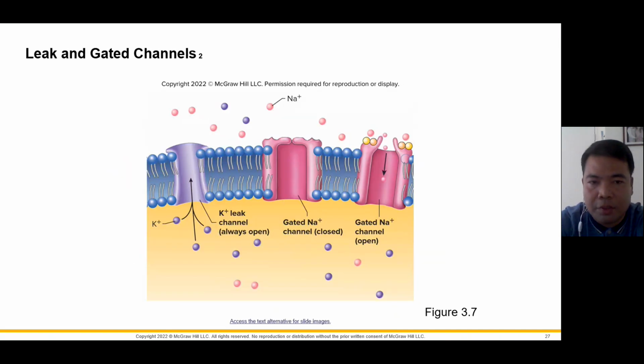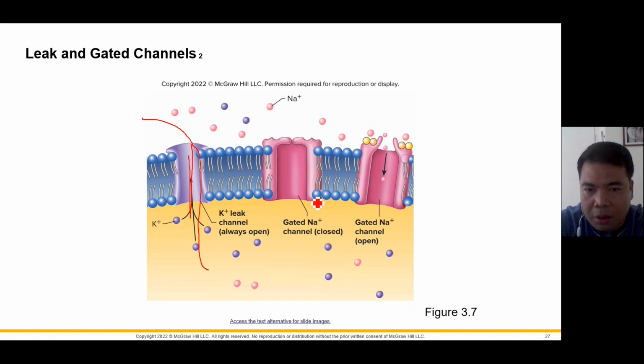This is what I'm telling you about in the cell membrane. For example, you have a potassium leak channel. A potassium leak channel is always open, so it will allow continuous leakage of potassium going to the outside of the cell.